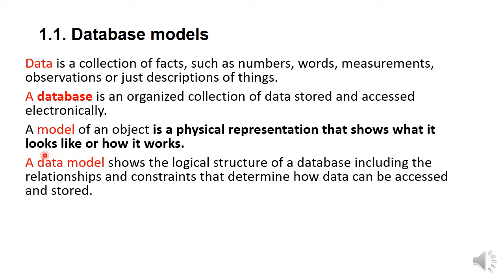Now, what is a data model or a database model? A database model shows the logical structure of a database, including relationships and constraints. As I have told you, a database has objects. An example of a database object is a table. When we say logical structure of a database, it means how the tables of a given database have been defined.